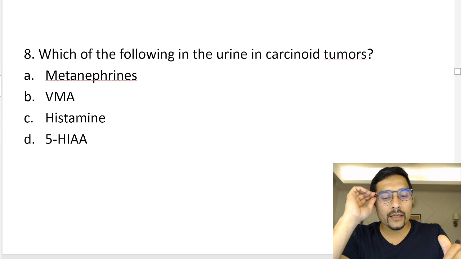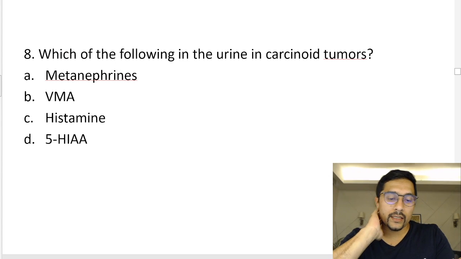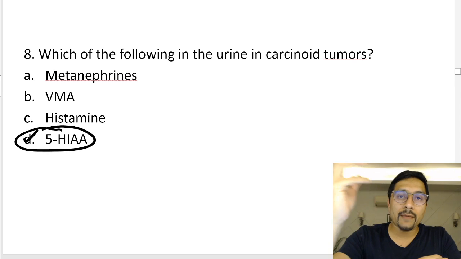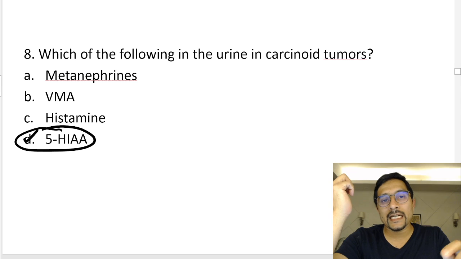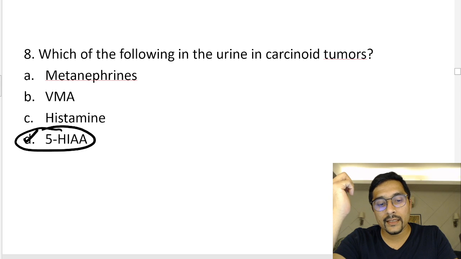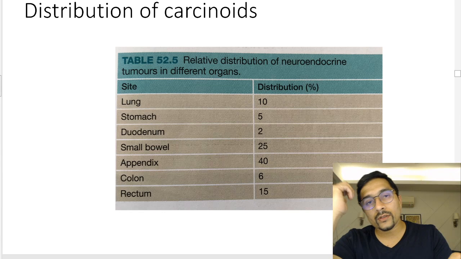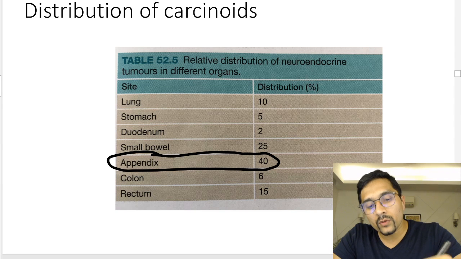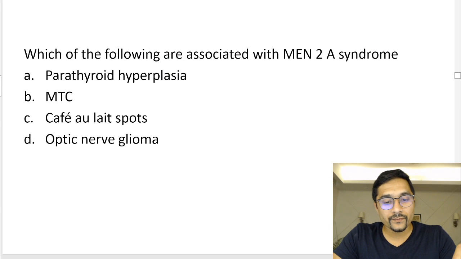Which of the following is seen in urine in carcinoid tumors? We know in carcinoid tumors, serotonin metabolites, that is 5-hydroxyindoleacetic acid, are seen in the urine. The distribution of carcinoid tumors, according to the latest edition of Bailey, the most common site is appendix. There is no confusion in this.